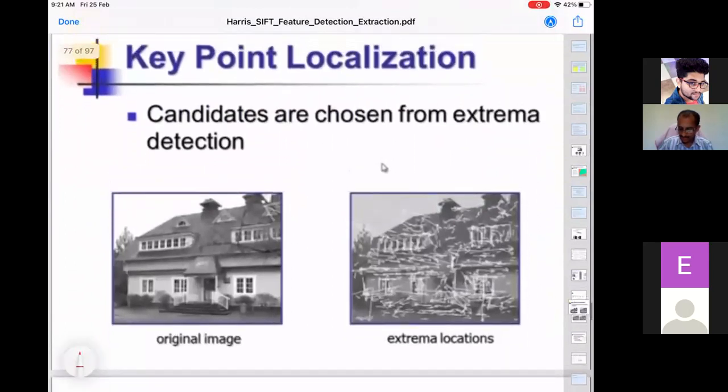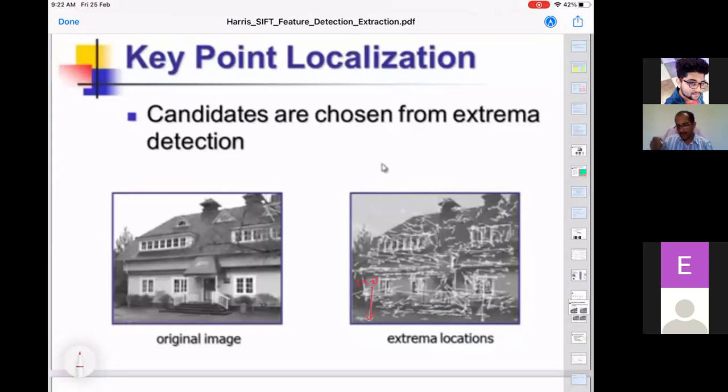Once you find the key points, then what do we do? We denote the key point. If this is the key point we have identified, we denote it with the scale, location, and the orientation of the key point. How do we denote? With x, y, where the location is very clearly seen.